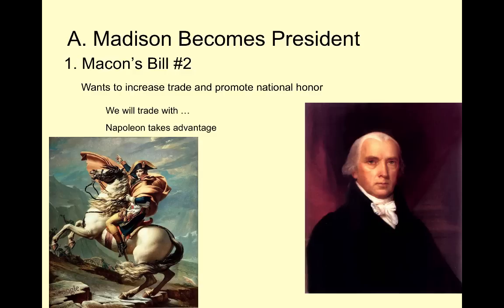So in order to do that, he gets rid of the Non-Intercourse Act, and he signs into law Macon's Bill No. 2. Macon's Bill No. 2 is trying to do two things at the same time. One, it's trying to increase trade so America's economy improves with Europe. And it's also, again, still trying to avoid war with Europe.